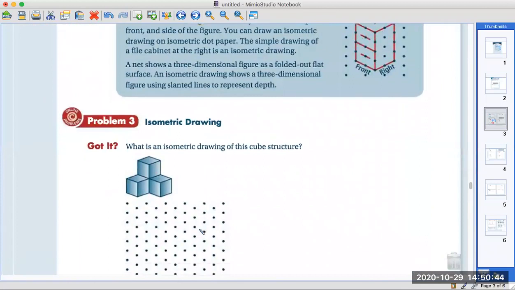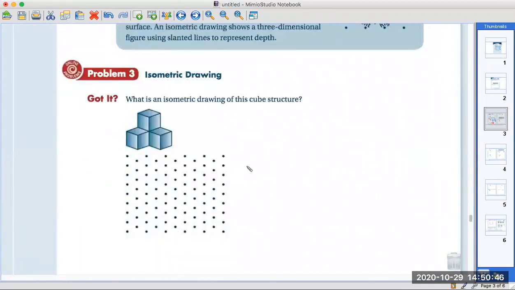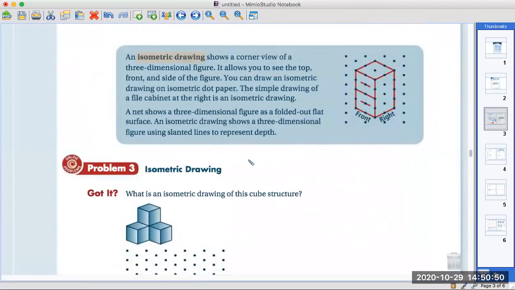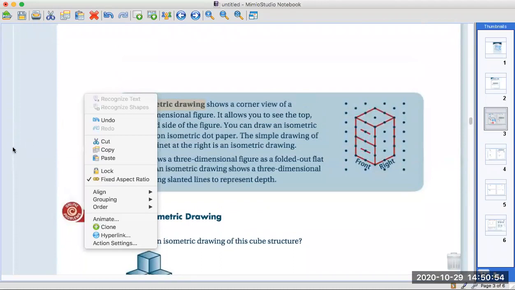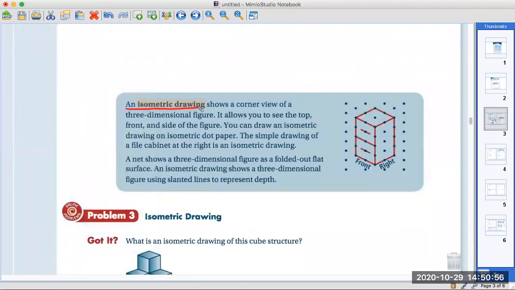And next we're talking about isometric drawing. So this kind of graph paper is called isometric dot paper. You can download it if you like these kinds of drawings. An isometric drawing shows a corner view of a three-dimensional figure. Okay, it allows you to see the top. So you need to see the top, the front, and the side of the figure.